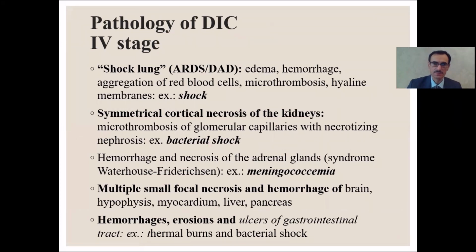process. For example, the diffuse alveolar damage in the lungs, the acute respiratory distress syndrome, the edema, hemorrhage, aggregation of the red blood cells, microthrombosis, hyaline membranes. For example, the results, the shock. During the bacterial shock in the kidneys, the symmetrical cortical necrosis, during the meningococcemia, the hemorrhage and necrosis of the adrenal glands, the multiple small focal necrosis and hemorrhage of brain, hypophysis, myocardium, liver, pancreas, hemorrhage and erosions and ulcers of gastrointestinal tract.